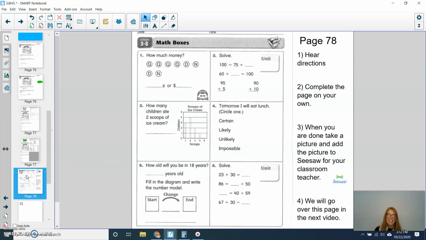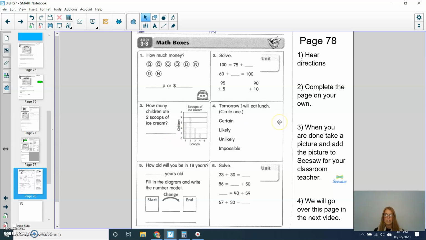All right, the last thing we'll talk about today are math boxes. I'm going to ask that you complete this page on your own. When you're all done, take a picture and add that picture to Seesaw for your classroom teacher, and we will go over this page in our next video. For question number 1, how much money? If you can show me that in cents and in dollar and cent notation. For question 2, solve. Don't forget about your unit. For question 3, how many children ate 2 scoops of ice cream?